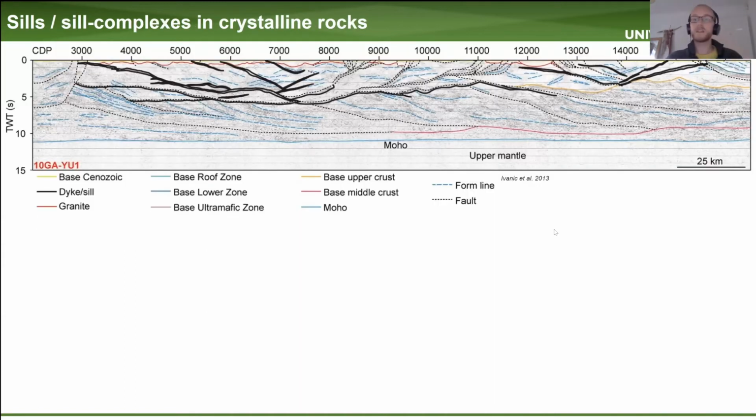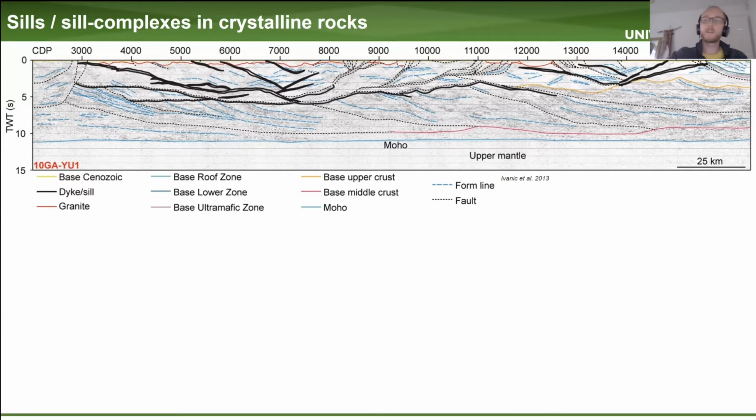Okay, so I mentioned that most of the examples I'm going to be looking at are in sedimentary basins, and we may expect sedimentary rocks to behave differently to crystalline rocks, but we see very similar structures of sills and sill complexes within crystalline rocks. So a couple of examples here.